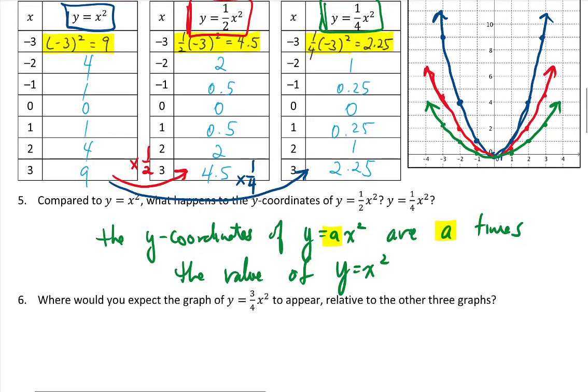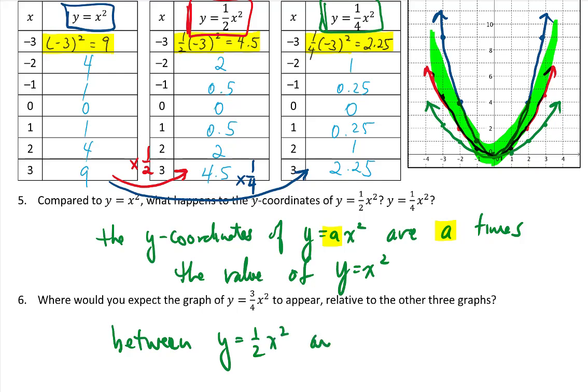Where would you expect the graph of y equals 3/4 x squared to be? Well, 3/4 is greater than a half. It's definitely greater than a quarter. So 3/4 should be somewhere in between y equals x squared and y equals 1/2 x squared, because 3/4 is less than 1 but greater than a half. So we can say between y equals 1/2 x squared and y equals x squared.